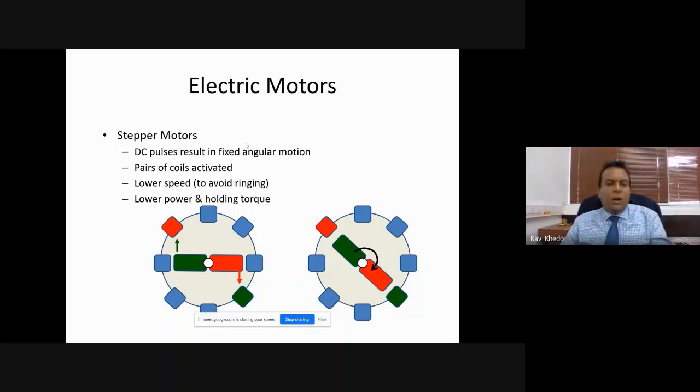Okay, so DC pulses, direct current, result in fixed angular motion. We put power and these two come to each other. So a pair of coils is activated, at low speed to avoid ringing. Because otherwise you will have movement that will cause a ringing movement. This is why you normally need to move quite slowly. So lower power and holding torque, so it doesn't consume lots of power to do this movement. So this is called a stepper motor, very often used in mechatronic systems.